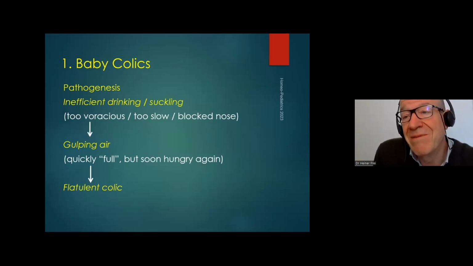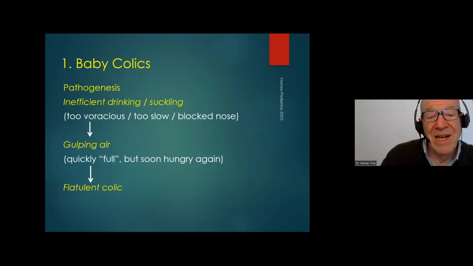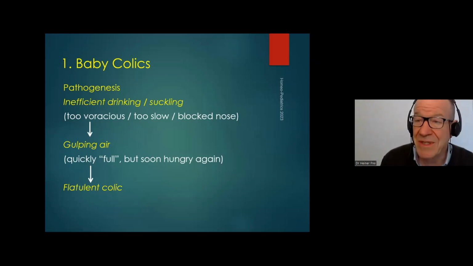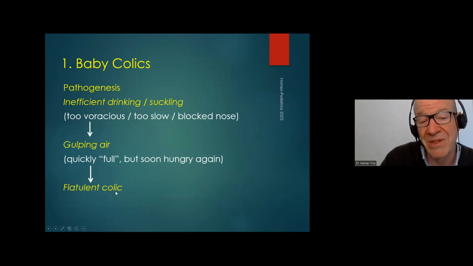So they swallow, and then they have to open their mouth to get some air and then swallow again. And so they also swallow air, and that makes them gulp air. They're quickly full because the distension of the stomach makes the feeling of satiation, but they are soon hungry again. And as the air is transported on in the intestine, it produces the flatulent colics.